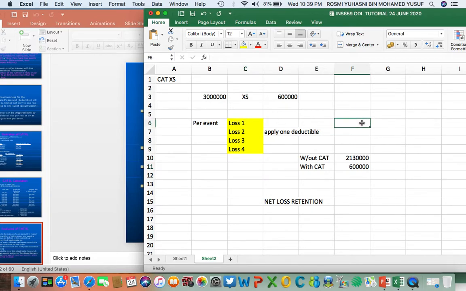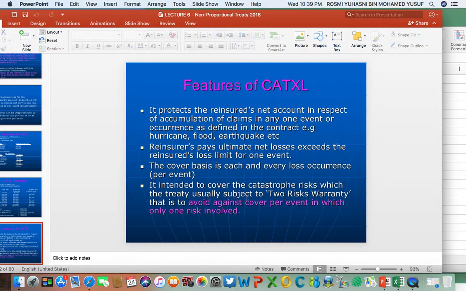Let's say we have one event, for example, flood, and there is only one loss out of that event. So in this situation, catastrophic reinsurance will not pay this claim because there is only one claim occurring from the event. For catastrophic reinsurance, it must be more than 1. Okay, at least 2. So that is why it is called 2 risk warranty.